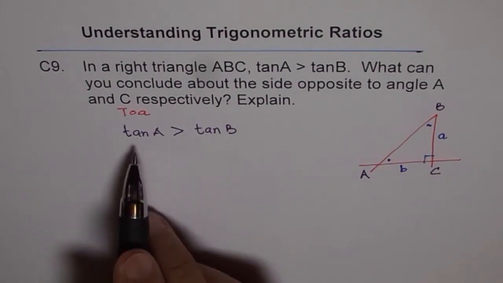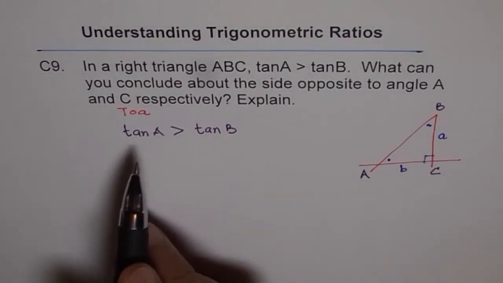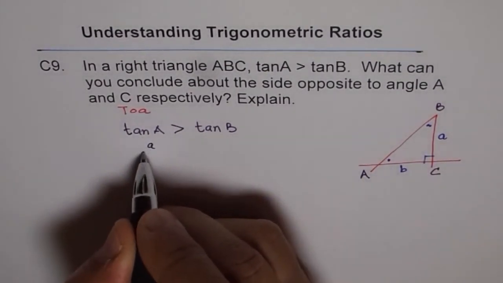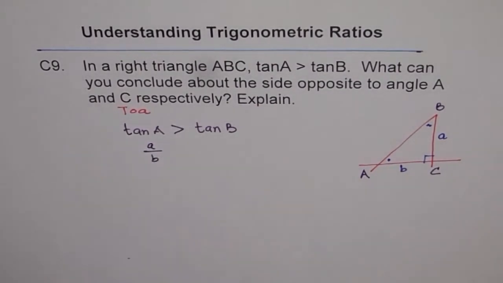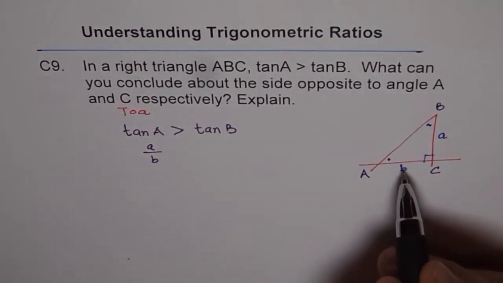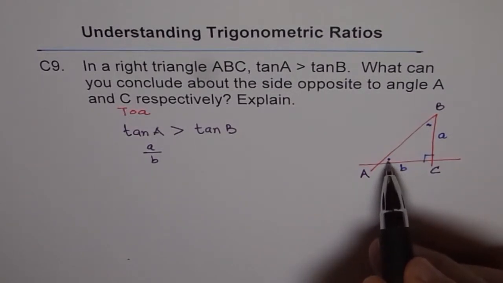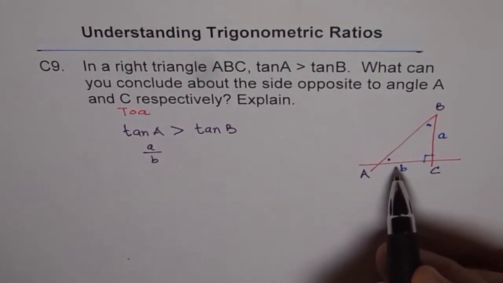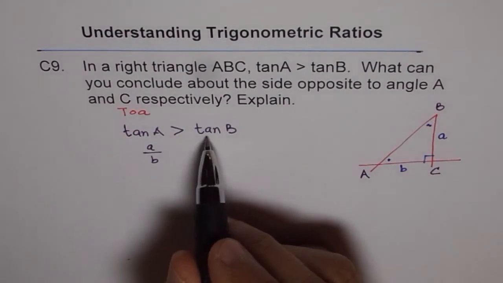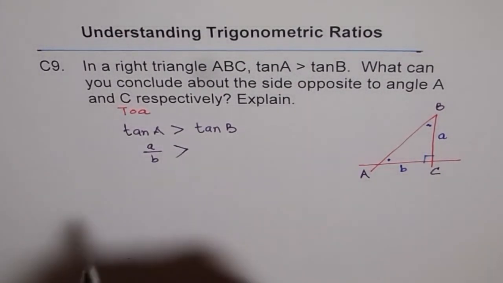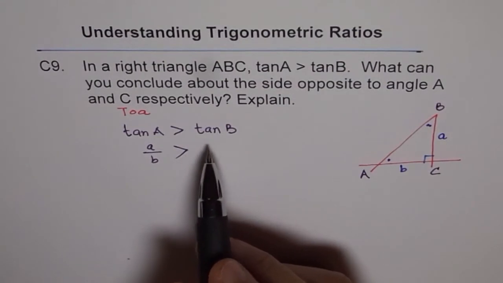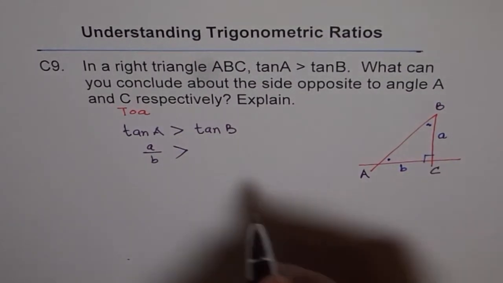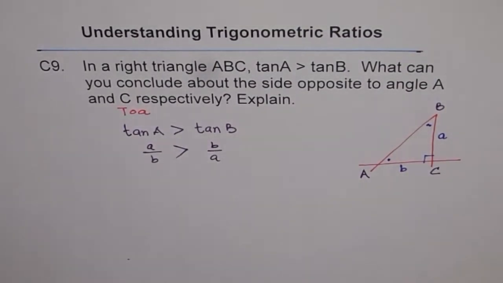So what we will do is we'll write what is tan A in this right triangle. Tan is opposite over adjacent. So opposite to A is small a, so we'll write tan A is a divided by b, which is the adjacent side. Adjacent side is always the side which is included between the angle we are talking about and 90 degrees. So for tan A, adjacent side is b. Now how about tan B? Tan B is opposite b over adjacent a. So we write b over a. So that's what we get, correct?